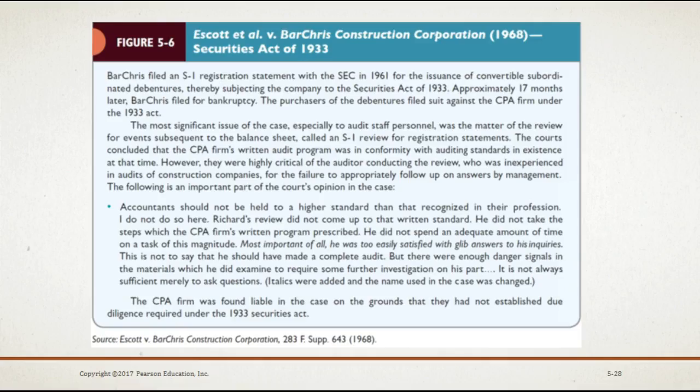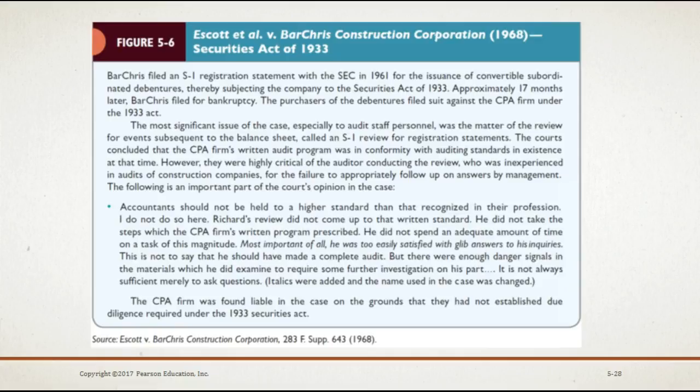Here, we have an example of a certified public accounting firm that was held liable for a lack of due diligence required under the Securities Act of 1933 when performing its review of events subsequent to the balance sheet date. The legal case of Escott versus Barclays Construction Corporation brought two changes in the audit practice. First is the change in auditing standards to require greater emphasis on procedures that the auditor must perform for events subsequent to the balance sheet date.